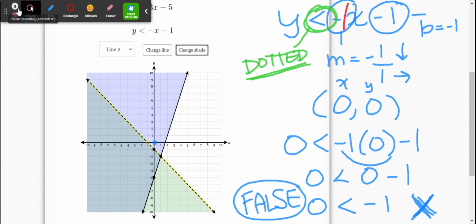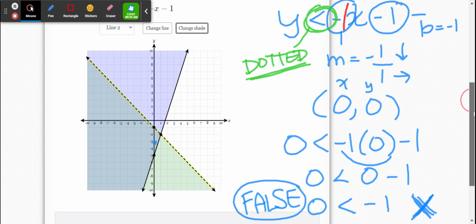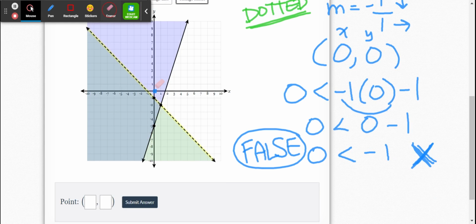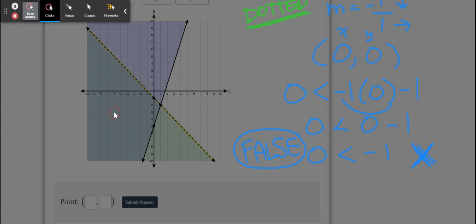Okay, so now that we have our shading done and we graphed everything, now we need to pick a point in this solution set. So, like I said, I'm going to just erase this over here. Like we talked about before, it can be any point in the double shaded region as long as it does not fall on a dotted line. It can fall on a solid line, but I wouldn't even go for a point on any line. Just pick one that's in this double shaded region. So I'm going to go with this point here.